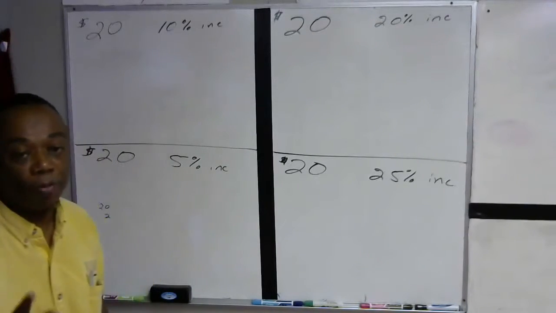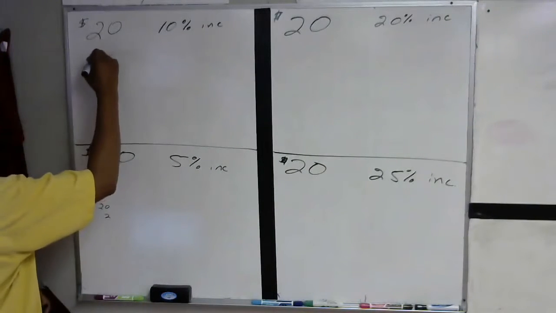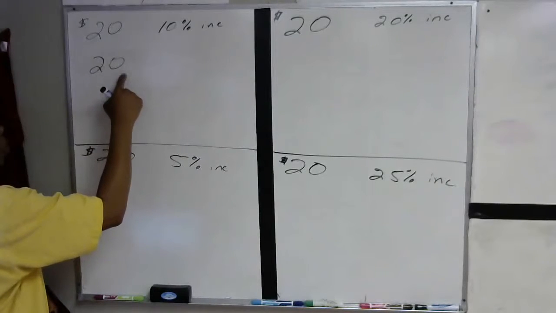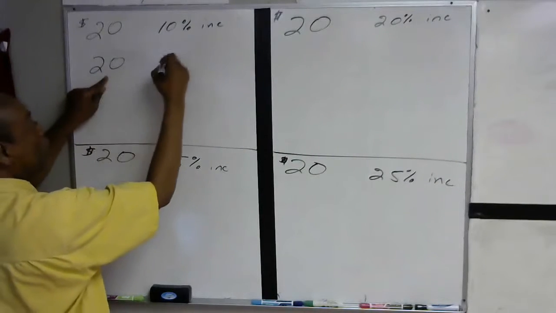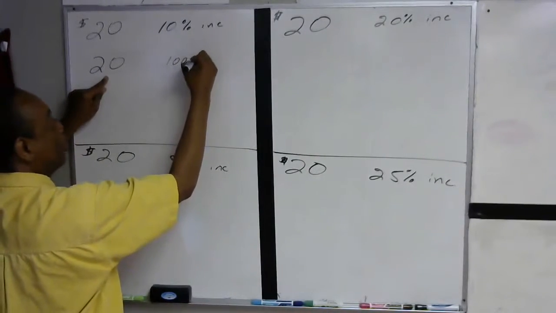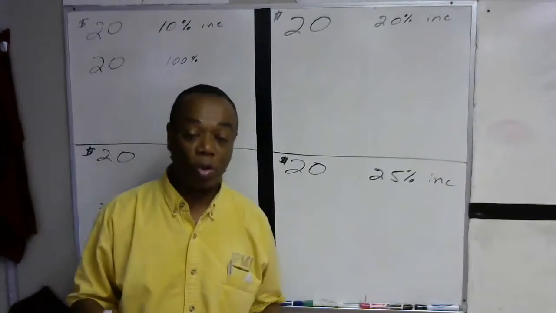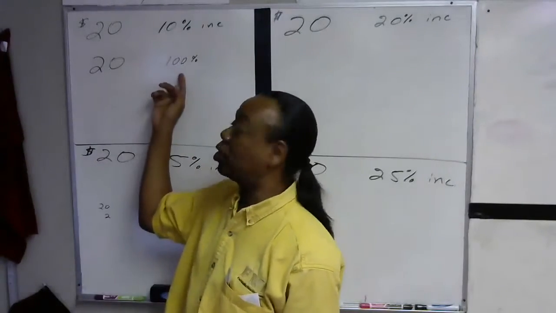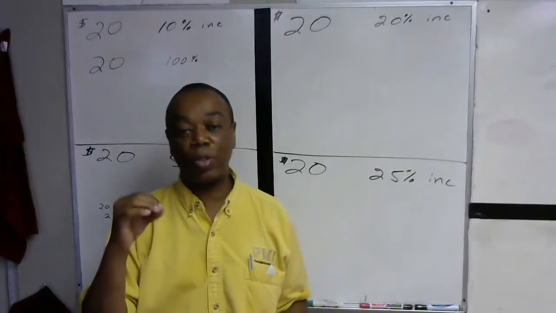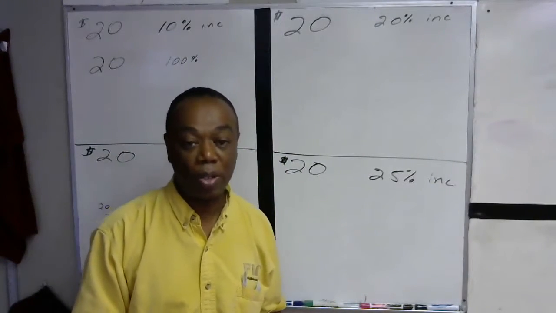Okay, so the first thing I want you to do is write down 20 again by itself here. And we're going to call 20 100%. That means 20 is the original number. So whenever you see 100% next to something, that tells you that was the original number being used.